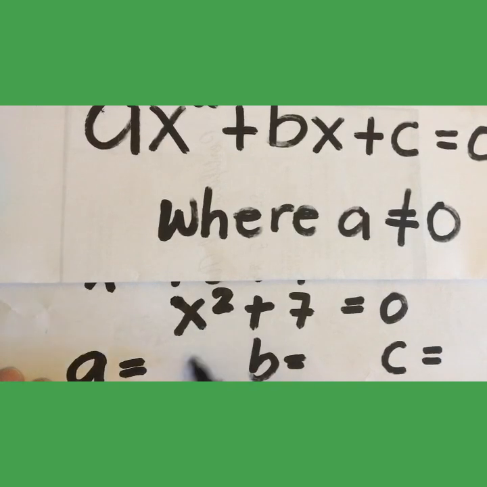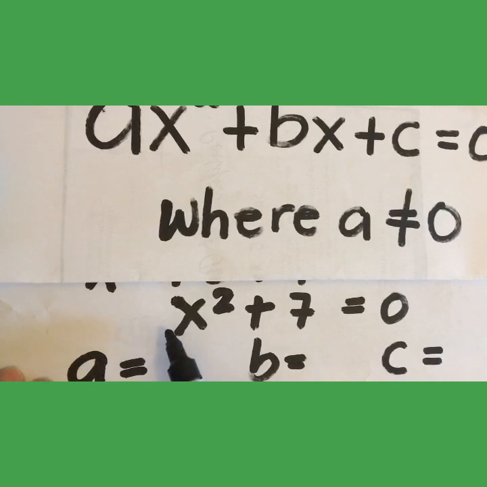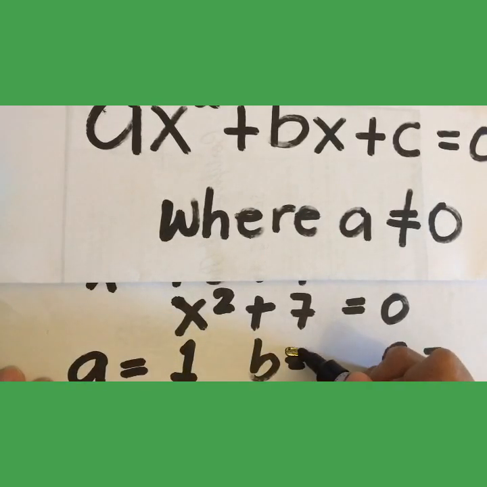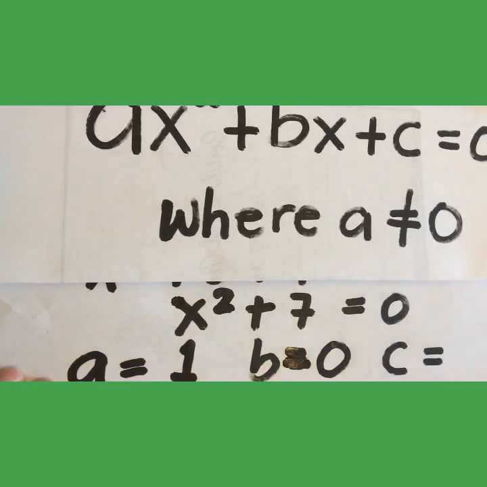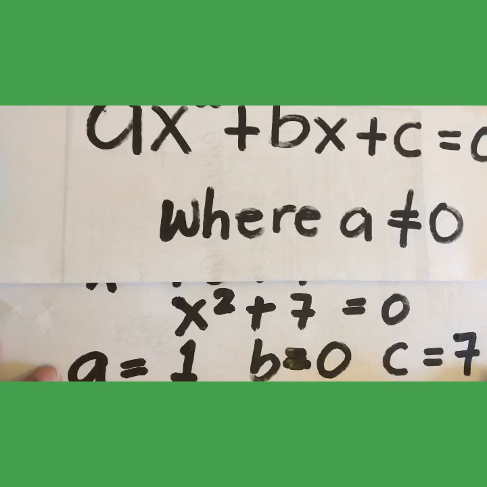Okay, so what is our value for a? Since there is no indicated numerical coefficient before x squared, it's understood that the numerical coefficient of x squared is 1. And b, since b is 0, we write it there as 0. And for the c, or the constant, we write it as 7. Okay? So, that will be our values for a, b, c.